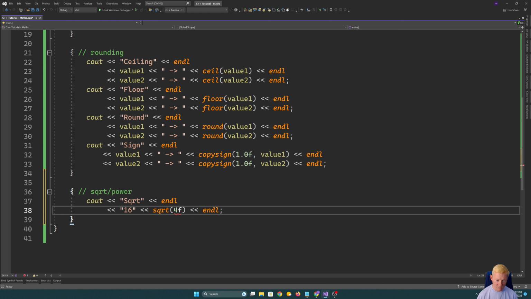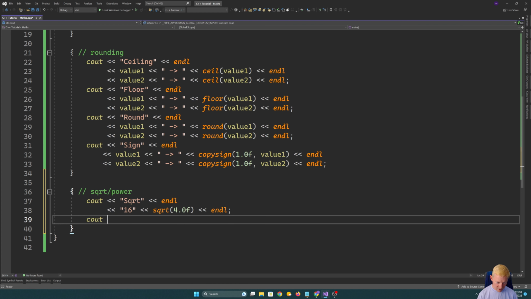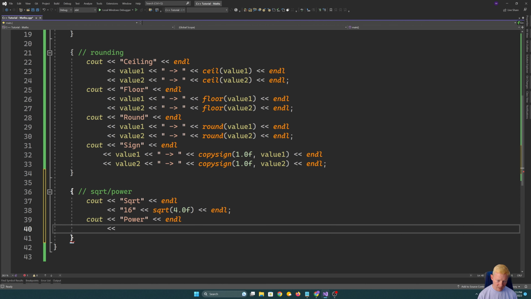And we'll just need to put 0. So, okay, that'll be square root. Well, let's also test power. So let's do the reverse. And we'll take 4. So the power function is usually there as pow.